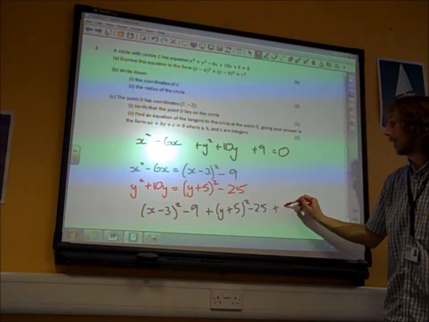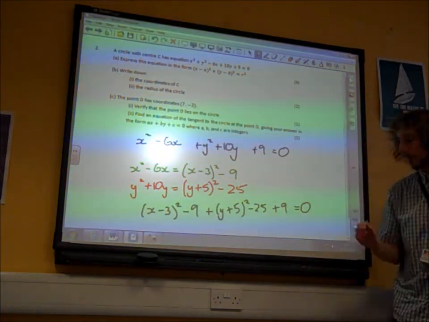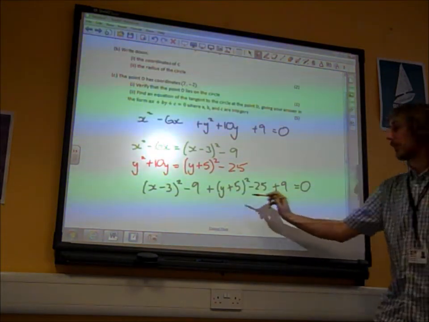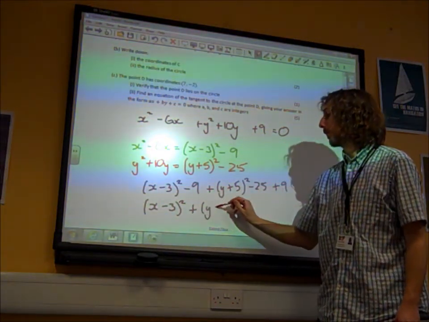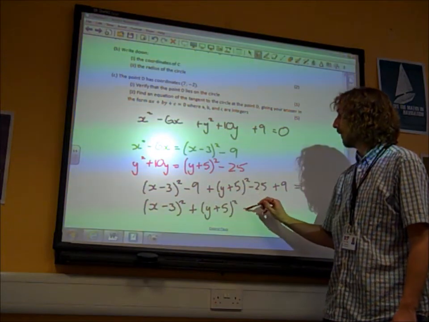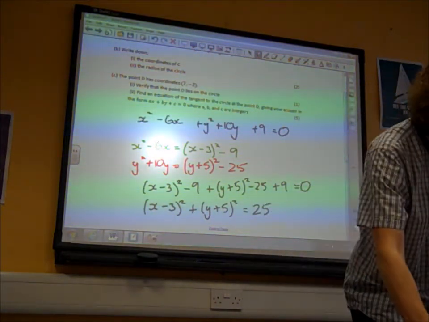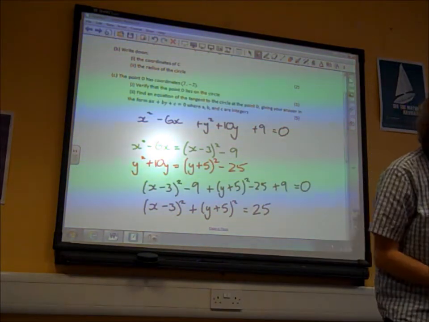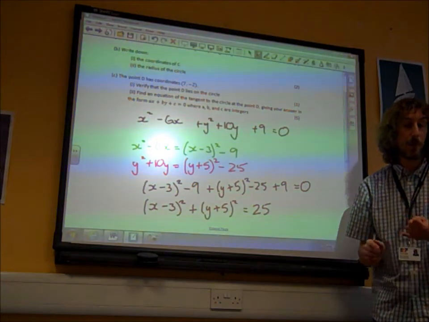We already had a plus 9 there, equals 0. And if we now throw all the numbers over to the other side, we've got x minus 3 squared plus y plus 5 squared is 25, because the 9 has cancelled itself out. And that's great. That was 3 marks, which leads us into 2 bits of information for part B.